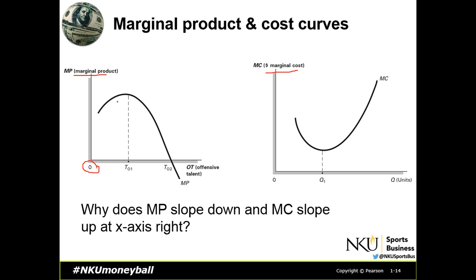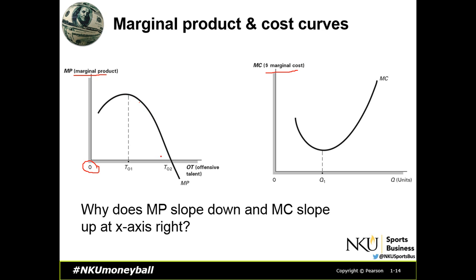So you're gaining a lot of marginal product, you're gaining a lot of wins in this case just by adding additional offensive talent when you don't have very much. But you get to the point where you've got a decent amount of talent on offense, and adding additional talent still makes you better. It still adds marginal product, it still adds wins, but at a decreasing rate. This is what you might have already figured out, diminishing returns coming into play here.